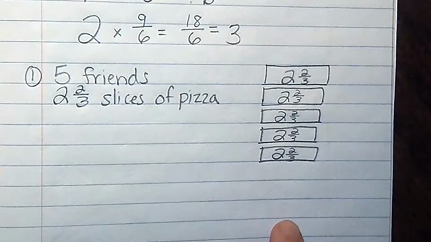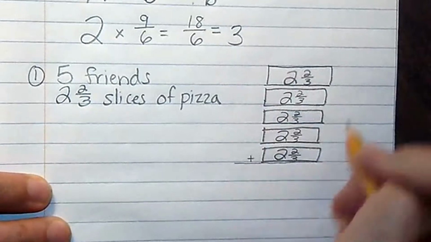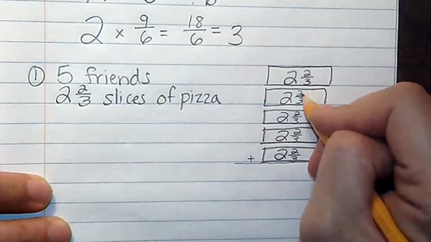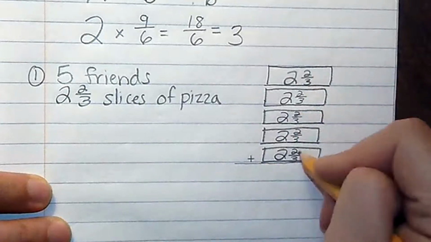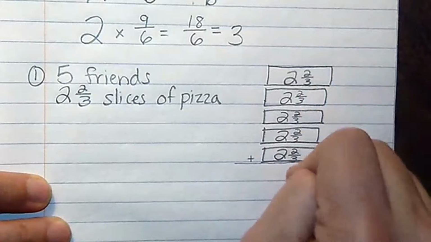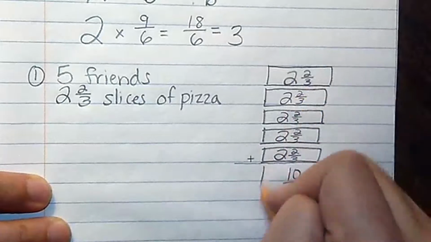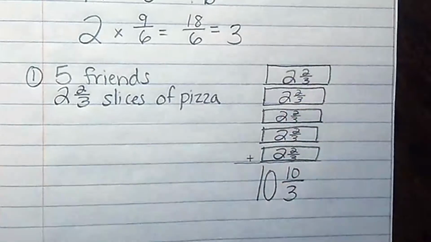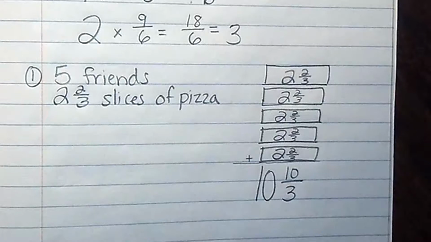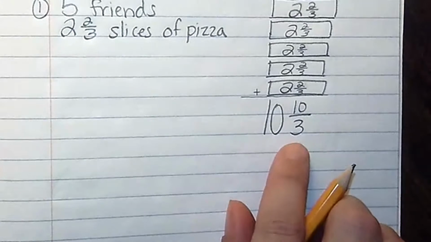So what could I do? Sure, I could just add them together. I could pretend that they were all stacked nicely together. 2/3 plus 2/3 plus 2/3 plus 2/3 plus 2/3. That would give me 10/3. 2, 4, 6, 8, 10. That would give me 10 wholes and 10/3. And of course, we're hearing bells. Miss Kirsten, you can't leave 10 wholes and 10/3. It's improper. It looks terrible.